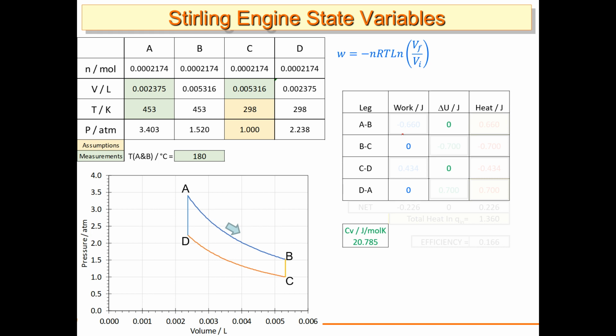And so the same for D to A. No change in volume, so work is 0. So you can already fill out some of the performance values just looking at the state variables table and knowing, or looking at the PV diagram. You can see that this is an isochore here, so there's no work there and no work there. Let's use the work equation and compute the amount of work done for leg AB. So let's do a couple of these on the board.